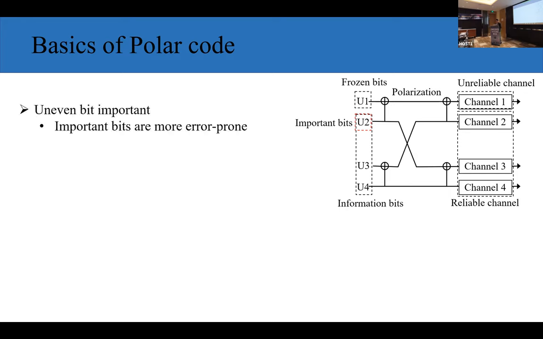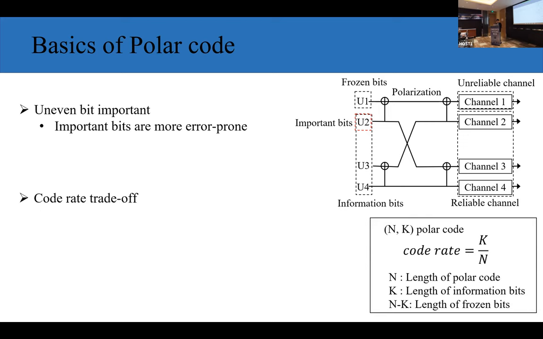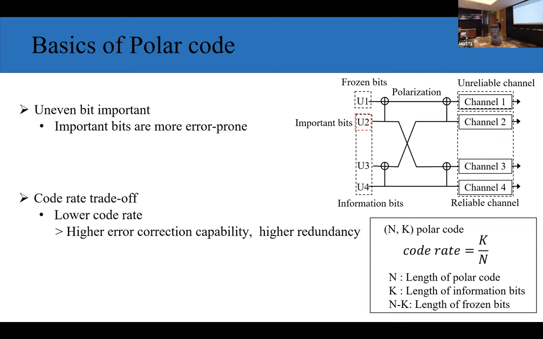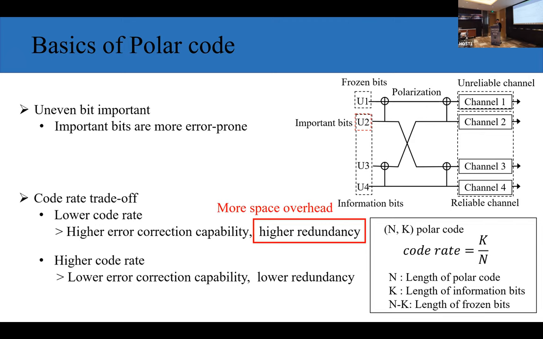In polar codes, code rate is also an important parameter. For a polar code with code rate K/N, N denotes the length of the polar code, K denotes the length of the information bits, and N minus K denotes the length of frozen bits. Polar code with lower code rate has higher error correction capability but higher redundancy, which means more space overhead. In turn, high code rate has lower redundancy but lower error correction capability.